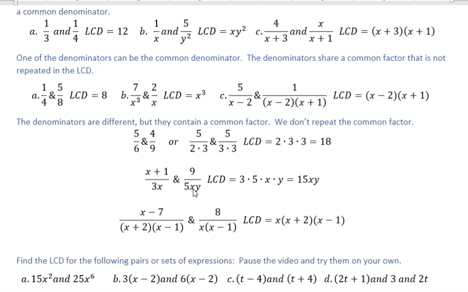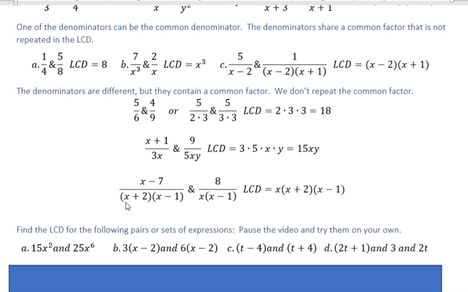We have 3x and 5xy. The 3 is unique to this denominator. The 5 and the y are unique to that denominator, but they both have an x. We don't put x to the second power. We say they have a 3, we need a 3 and a 5 because those are the two unique numbers. We have this common x, and then we have this unique y. So we multiply that together to get 15xy.